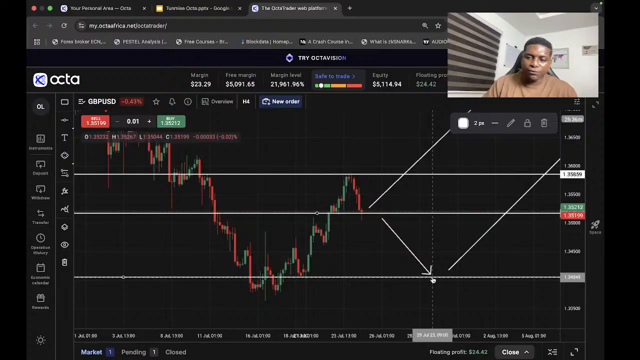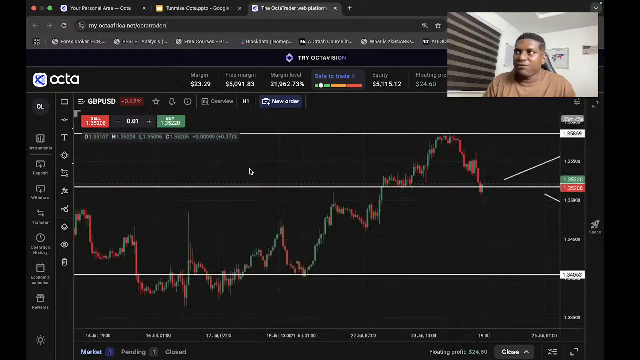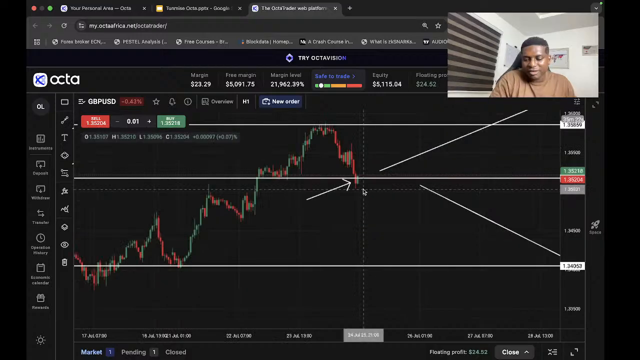Now let's go down to the 1 hour time frame and see if we can find a decision. Now looking at the 1 hour time frame, look closely at what had already happened. Look at this place very closely. What did you observe? Price had already dropped below the support zone.